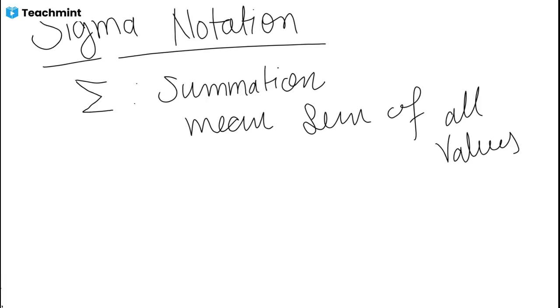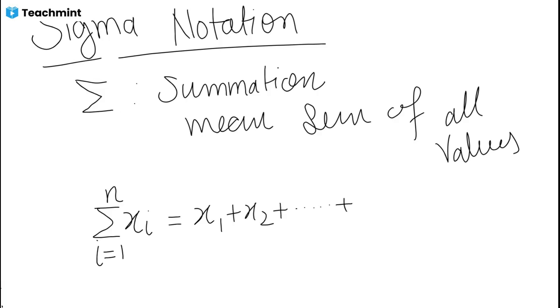So if we have summation xi, where i is equal to 1 up to n, that means we are adding n terms. When i goes from 1 up to n, we are adding x1 plus x2 plus up to xn. Summation xi where i is equal to 1 to n means we are adding n terms, the sum of n terms. Got it?